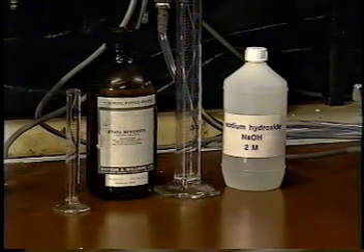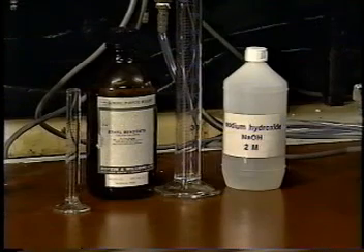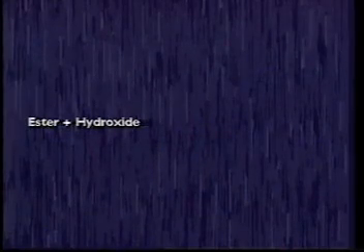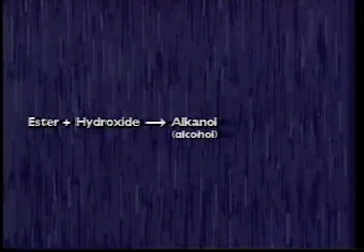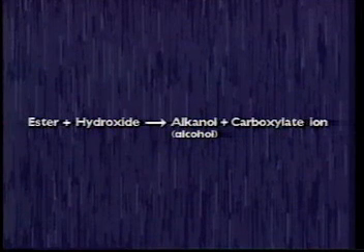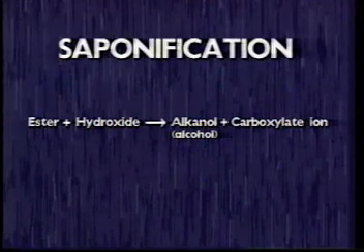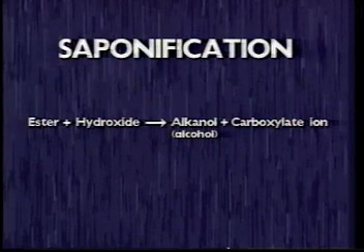Now we've seen how to make an ester, let's see how we can take one apart. We're going to do a reaction called saponification of an ester. The reaction of an ester with hydroxide to form alcohol and the carboxylate ion is called saponification. The name comes from the similarity of this process to traditional methods of making soap.